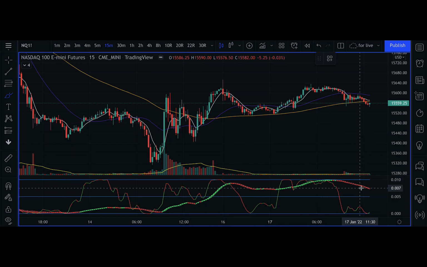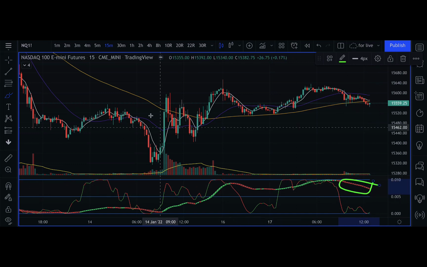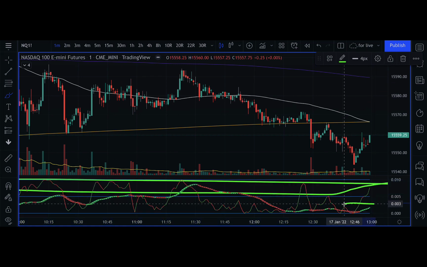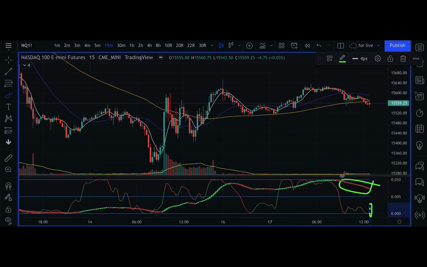So anyway, this was in the bulls territory, while on the 1 minute, it's in the bears. So it shows you that the time frames are not matching up, and if you're looking for the bigger move, you want to go with the higher time frame trend, and you want to make sure that this is leveled out to the bottom.